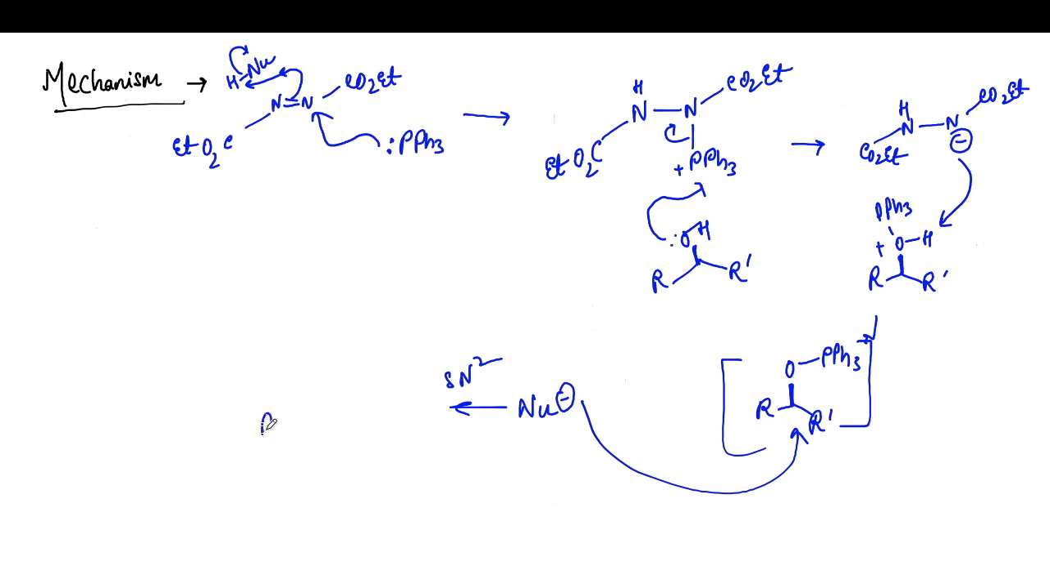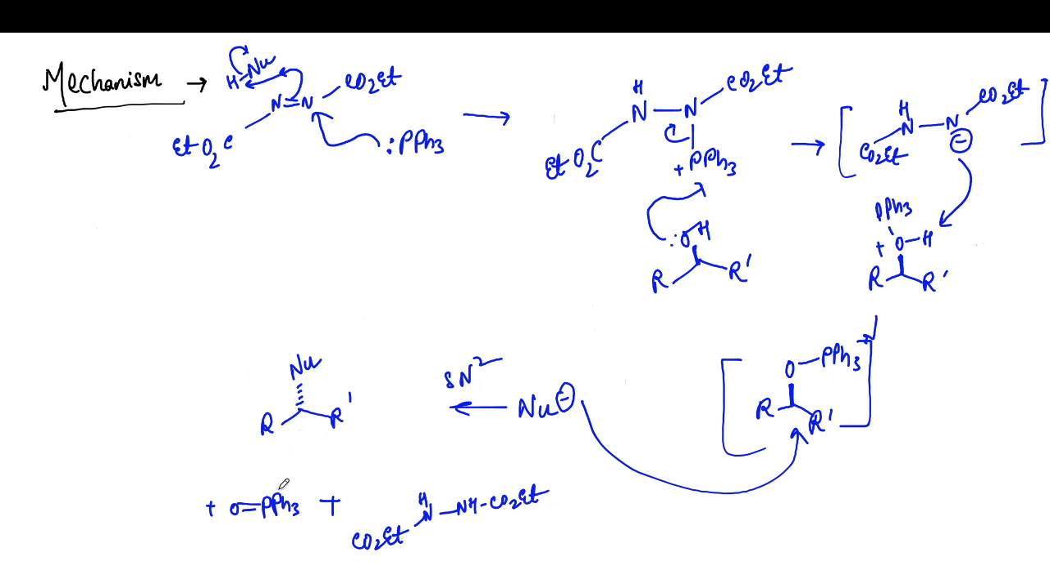Yes, this SN2 reaction would lead to your product like this. The nucleophile is added. Along with that, you get the phosphine oxide, O double bond PPh3. Along with that, you have this protonated DEAD molecule that you had written. Okay, so this is what you have. NH, CO2Et.